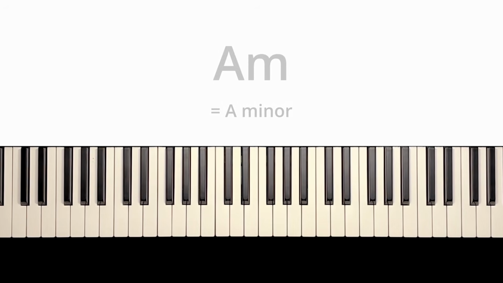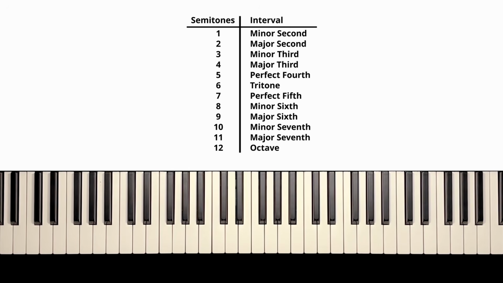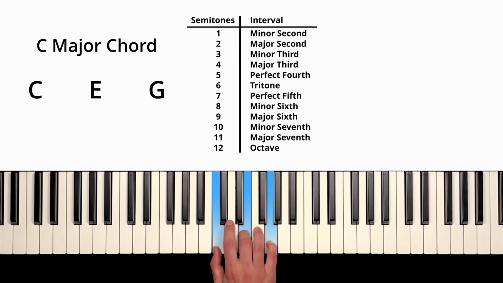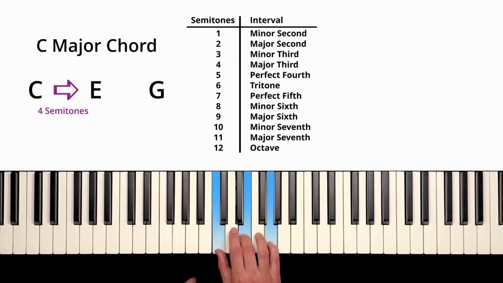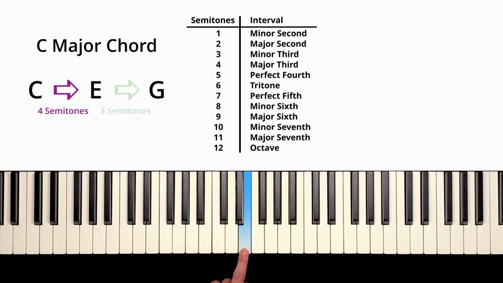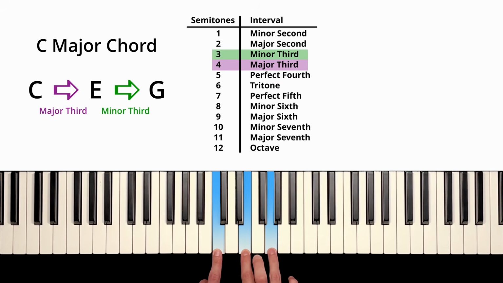So, what's the difference between a major and a minor chord? Let's take a look at the intervals they use. In our C major chord, we have 4 semitones between C and E, and 3 semitones between E and G. So, from our root note, we go up a major third to E, and then a minor third to G.